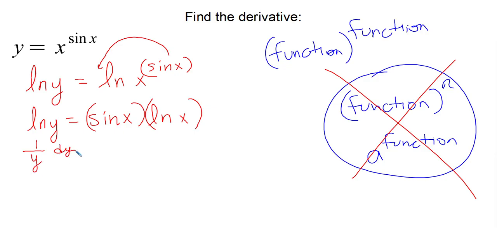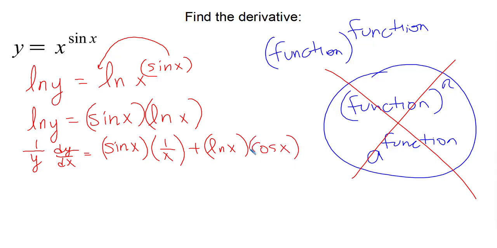We get 1 over y dy dx equals, and then for sine x times ln x, we're going to have to use the product rule. So that'll be sine of x times the derivative of ln, which is 1 over x, plus ln x times the derivative of sine, which is cosine x. And then to get our final answer, well, almost our final answer, we have to multiply both sides by y. So we'll have y times sine x over x plus ln x times cosine x.